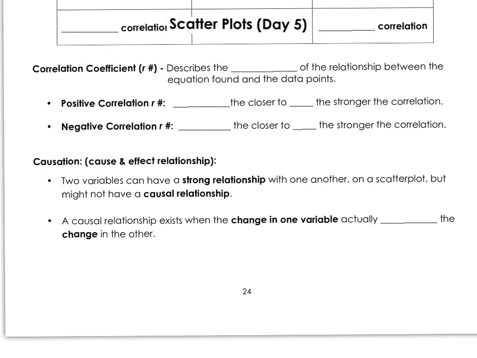When analyzing the data, we're looking for the correlation coefficient, and that's the R number. This describes the strength of the relationship between the equation found and the data points. So when we have a positive correlation, the R value will be greater than 0 but less than or equal to 1, and the closer to 1, the stronger the correlation. A negative correlation means the R value is greater than or equal to -1, but less than 0. And the closer to -1, the stronger the correlation.